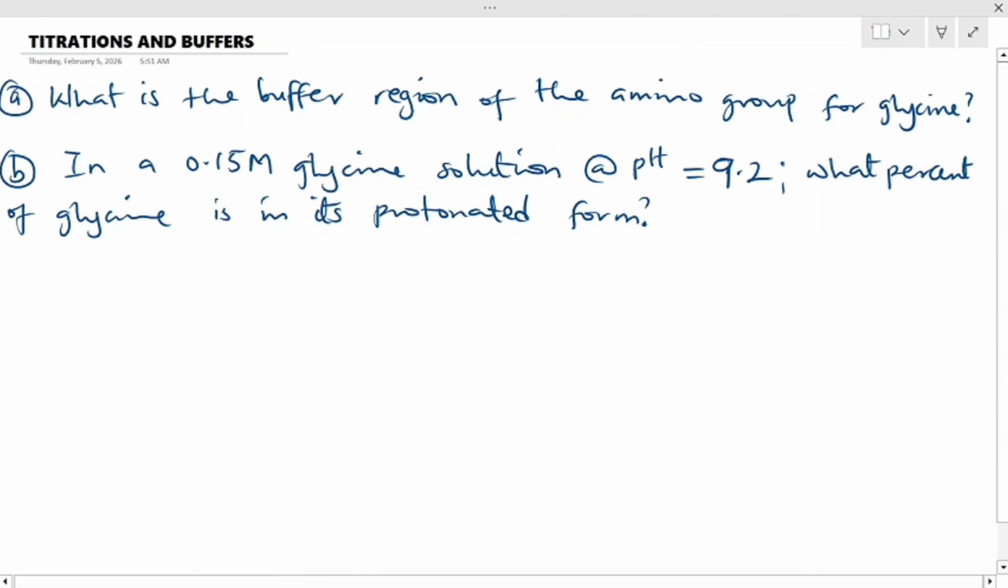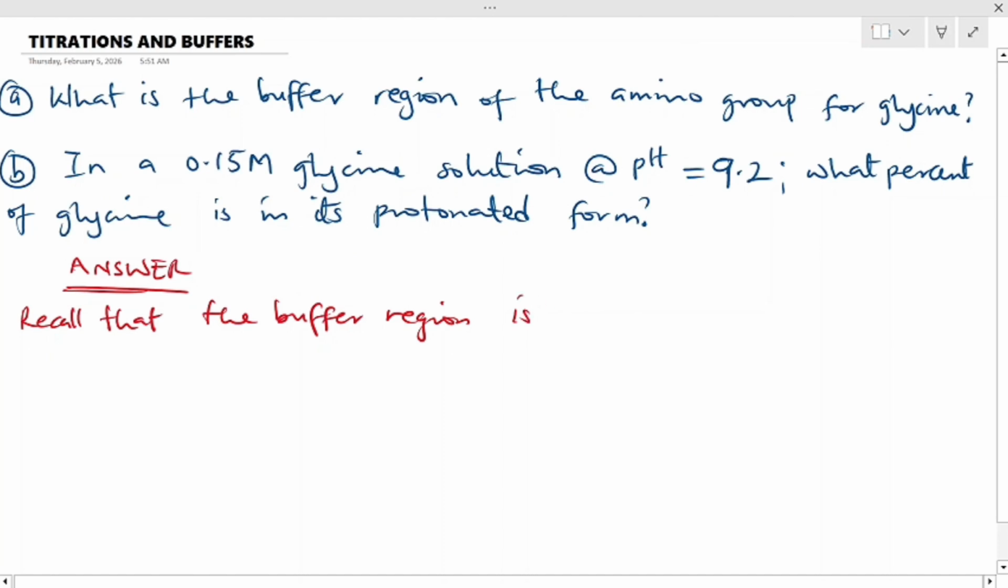So we take it one after the other after understanding carefully the chemistry of glycine. So we say answer or solution to that question you have. We want to recall the buffer region. The first question says, what is the buffer region? So we want to recall that the buffer region is pKa plus or minus 1, and that actually shows a range.